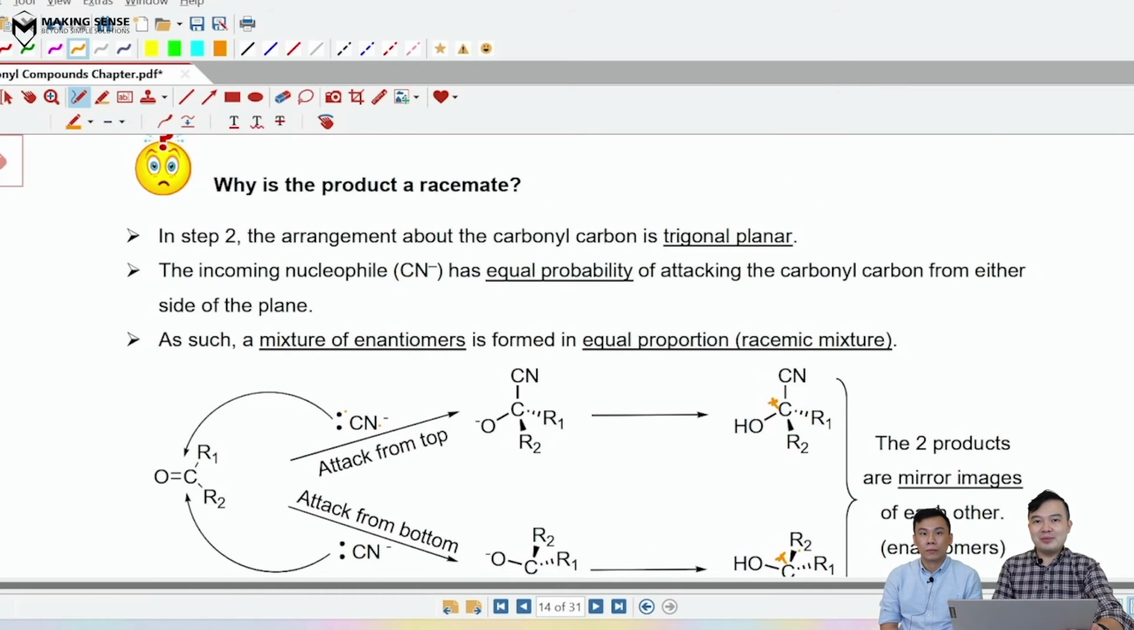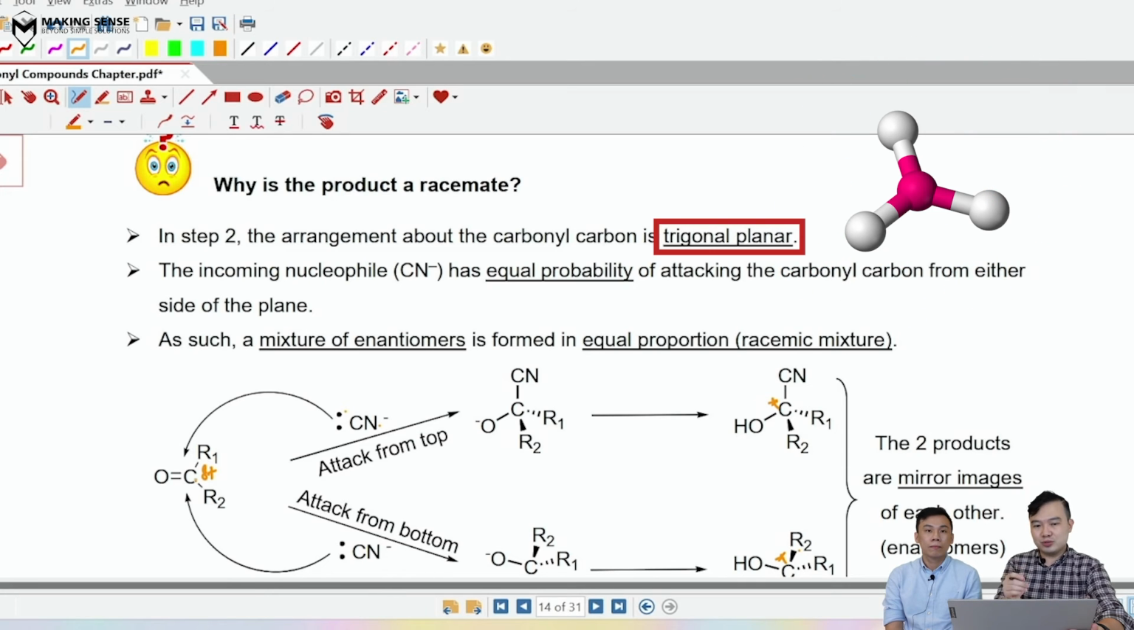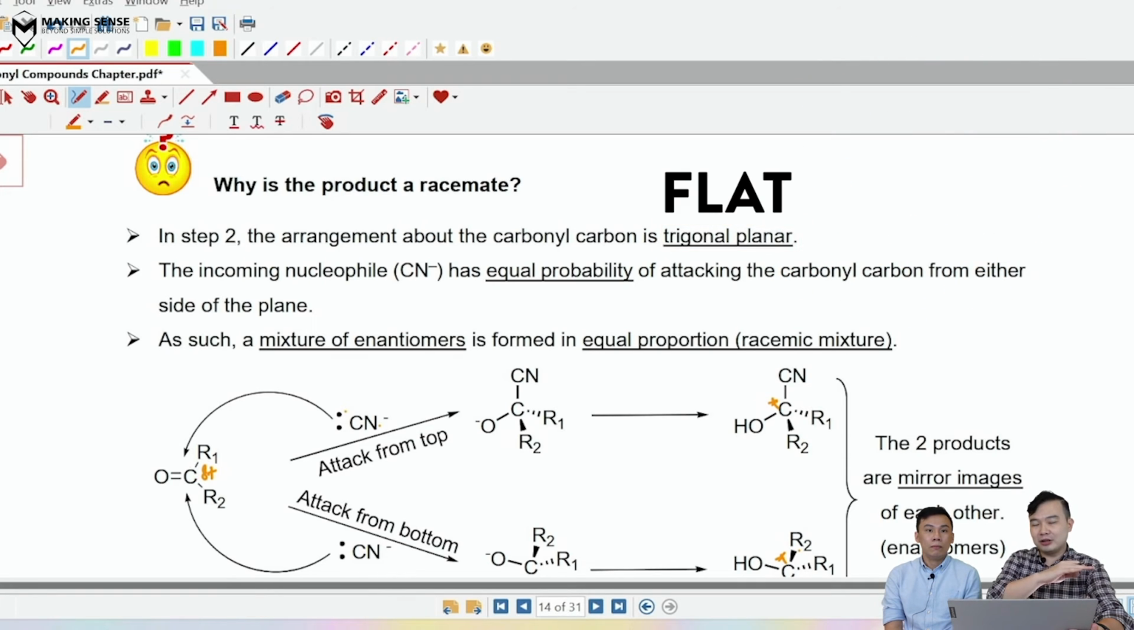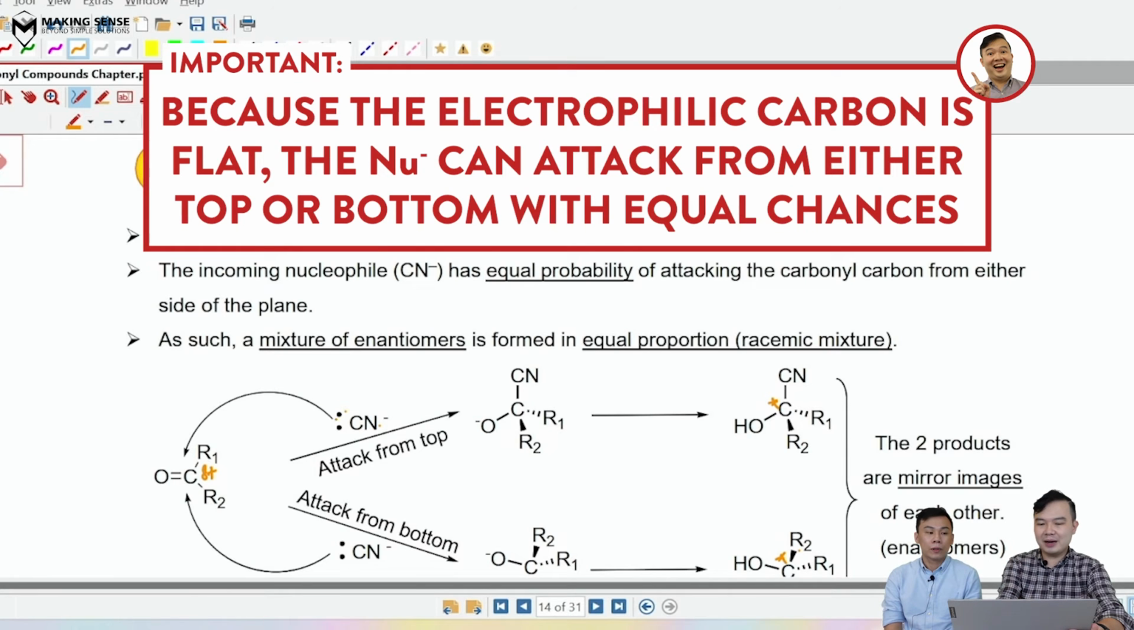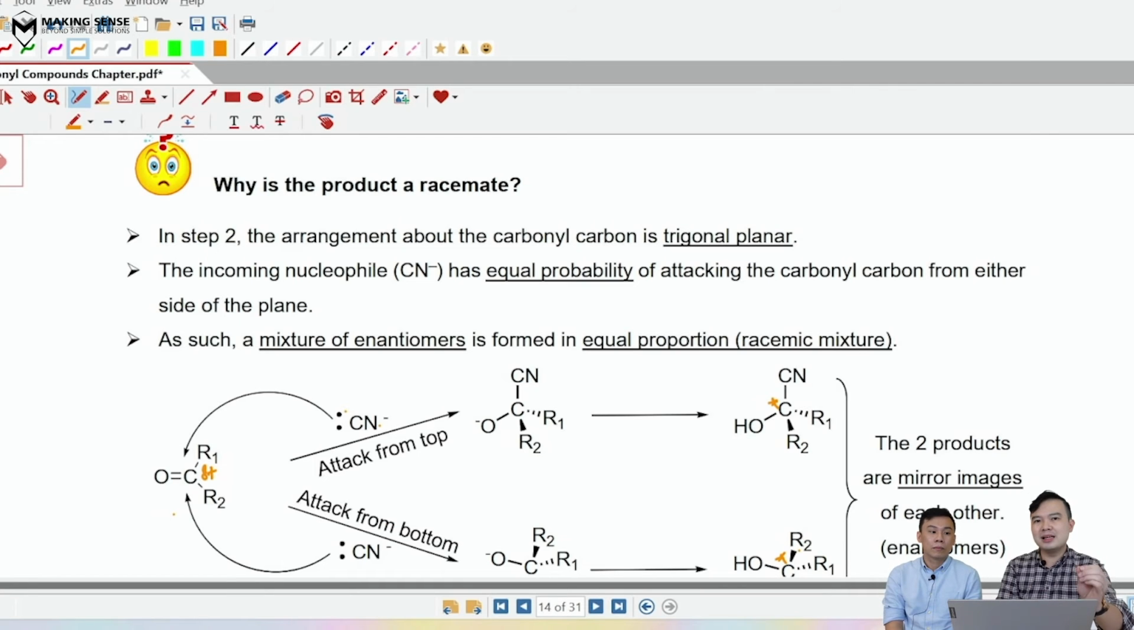So in the second step of our nucleophilic addition mechanism, we saw that the CN minus is attacking the electron-deficient carbon atom. Now, the special thing about this carbon is that it is actually trigonal planar, which means that it is going to be flat on a piece of paper. So when the nucleophile comes in to attack, there are two choices. It can either come in from the top or the bottom, and these will create two very similar looking products.